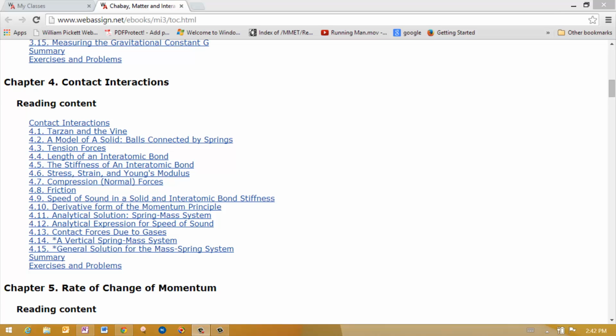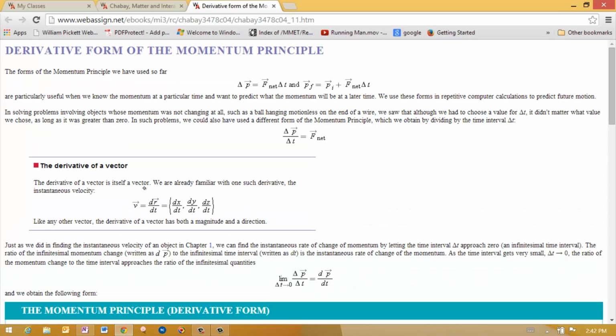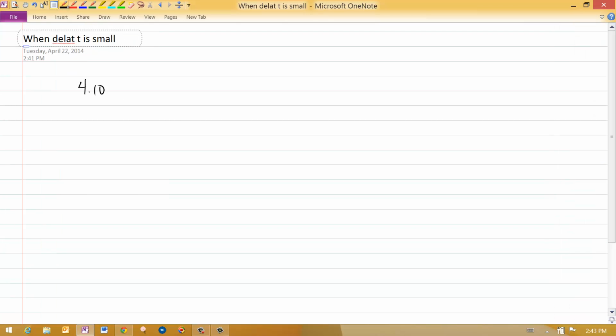So today I want to talk to you about Section 10 of Chapter 4, the derivative form of the momentum principle. What happens when the dt that we're talking about is so small that using a finite delta is really not the appropriate thing to do. So here is the idea.